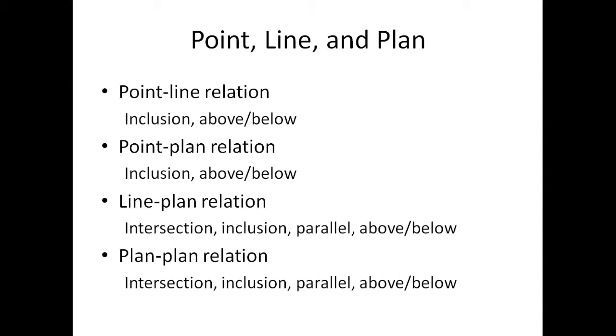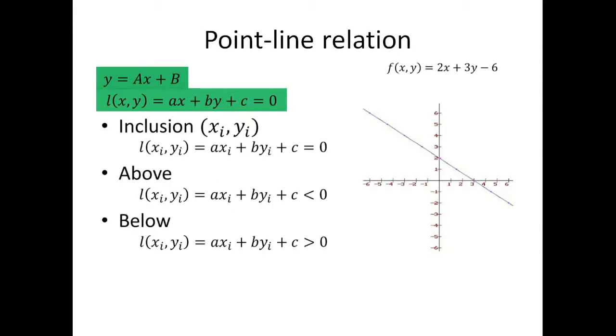Now, one thing which is quite useful is the point-line relation, the point-plane relation, and then line-to-plane and plane-to-line relations, all these relations. For example, it's very easy if we write an equation of a line, y = ax + b. Then we could write the equation of the line so that any point (x, y) on the line satisfies ax + by + c = 0.